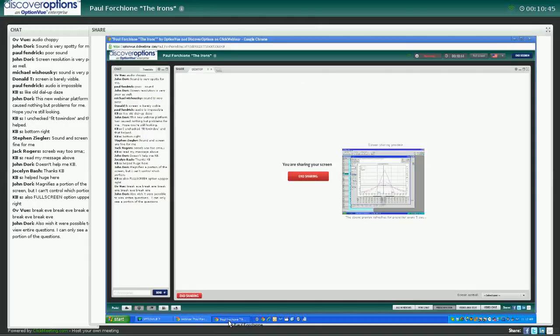I do see that there are quite a few questions here. Let me just take a look at these. Sound and screen resolution is very poor. Screen is barely visible. Audio is impossible.